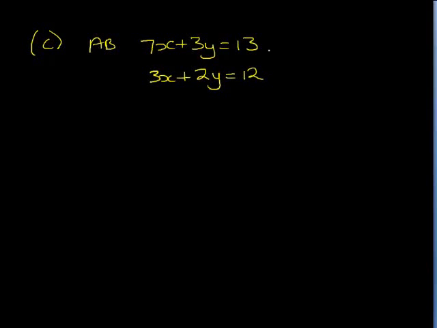For question 1 part C, we need to find the intersection of two lines. This involves solving two simultaneous equations. So the equation of line AB is given at the very beginning of question 1, 7x plus 3y equals 13, and the other line that is intersecting with AB is 3x plus 2y equals 12. So to solve these two simultaneous equations, multiply the first equation by 2 and the second equation by 3 to eliminate the y's.